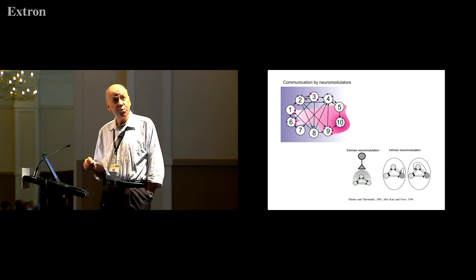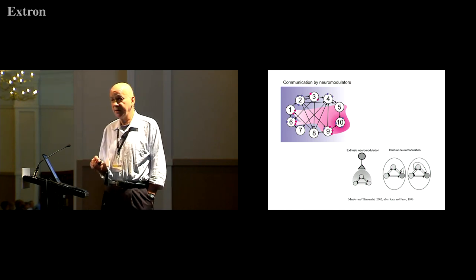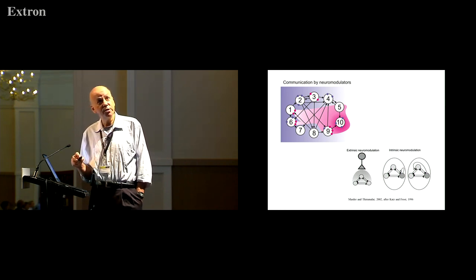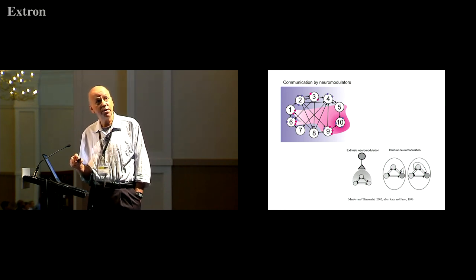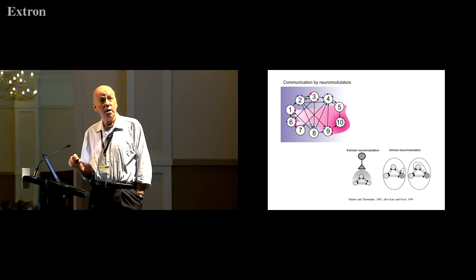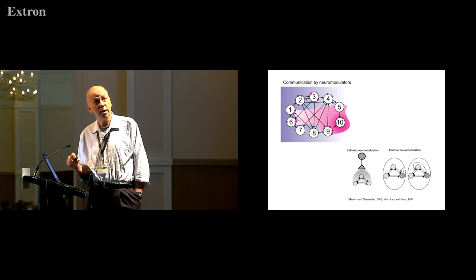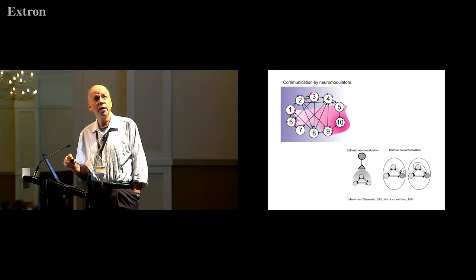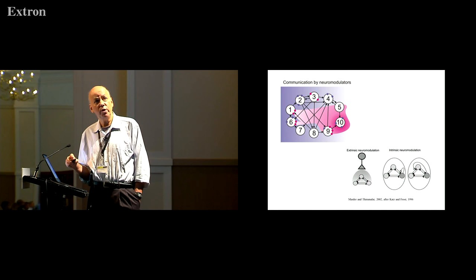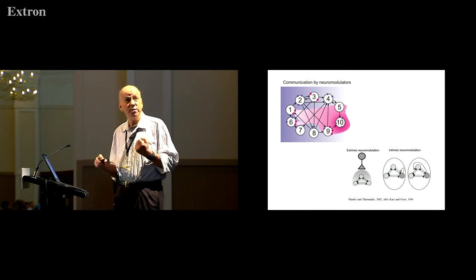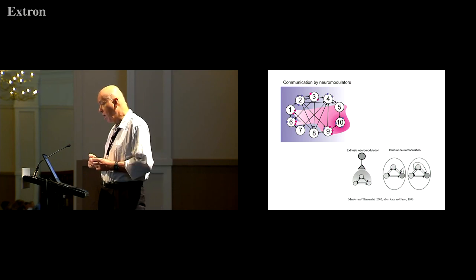This is, I put this in for Paul Katz's sake, making the point that extrinsic modulation and intrinsic modulation are the two kinds of modulation that can occur. Extrinsic modulation is where the modulator comes from outside the network and can affect the network from outside. Here we have intrinsic modulation, where the actual elements of the network release the neuromodulator when they're active. And in both of these cases, this kind of communication can be established.